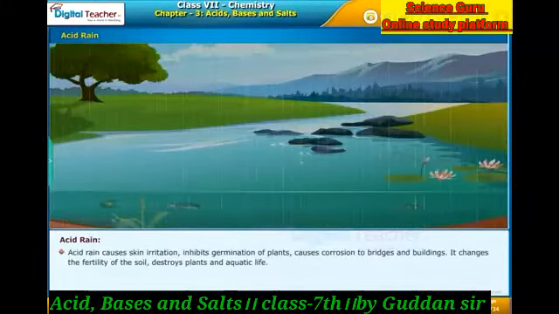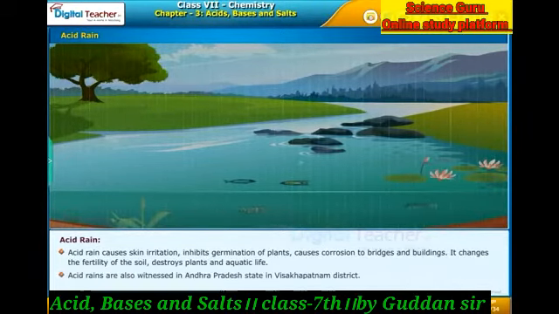Acid rain causes skin irritation, inhibits germination of plants, and causes corrosion to bridges and buildings. It changes the fertility of the soil and destroys plants and aquatic life. Acid rains are also witnessed in Andhra Pradesh state in Visakhapatnam district.